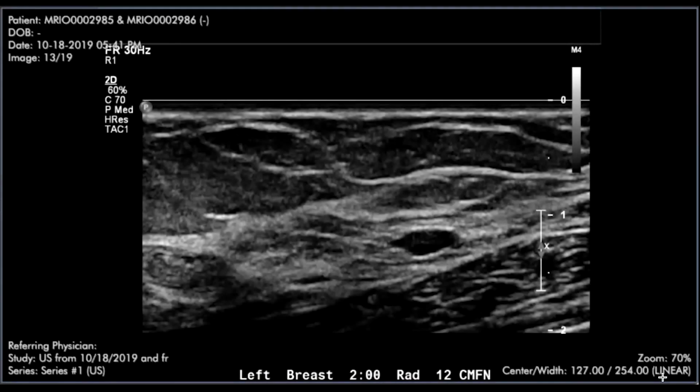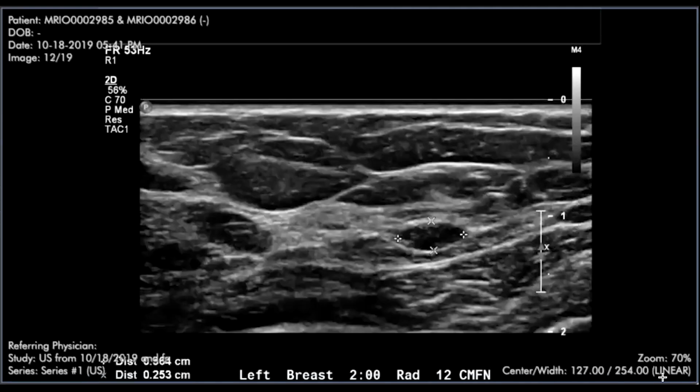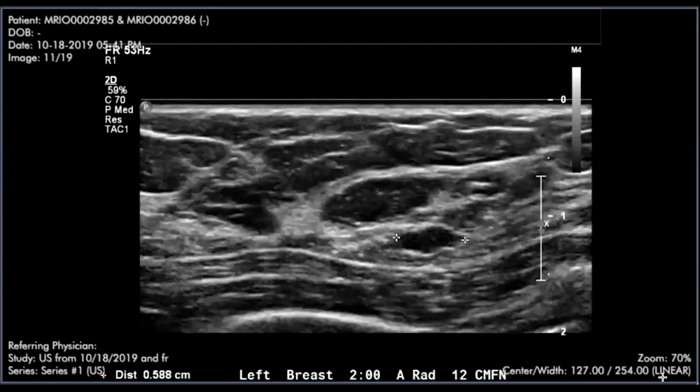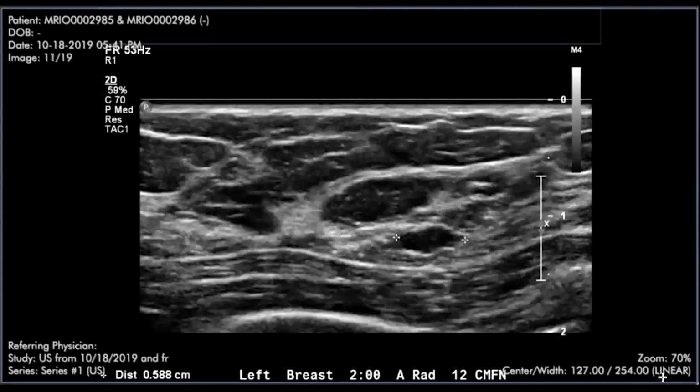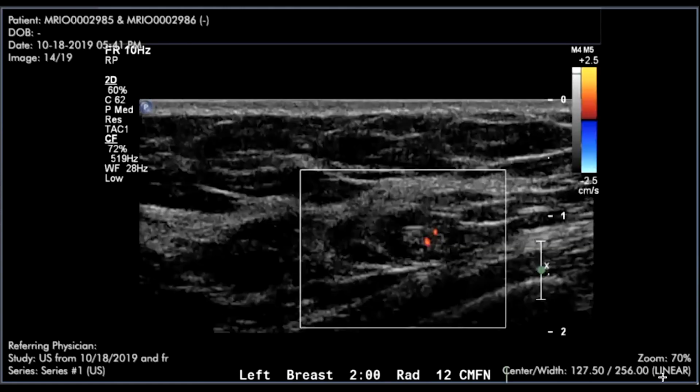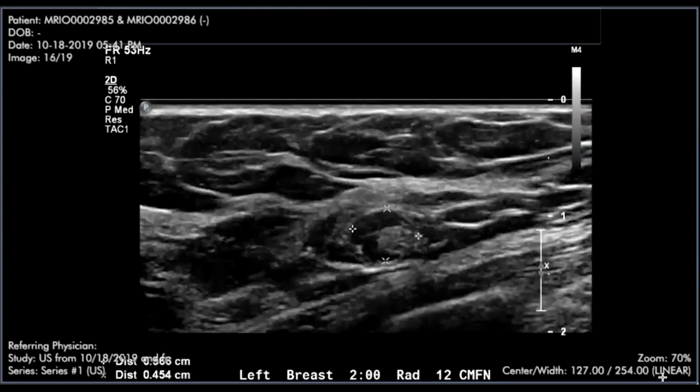Here's another example of a complicated cyst. This was a callback from a screening mammogram, and there was a focal asymmetry on mammogram. And then in the upper outer left breast at 2 o'clock, 12 centimeters from the nipple, we see this complicated cyst, and it was given a BI-RADS 3 with recommendation for a 6-month follow-up. We also saw at the same location a morphologically normal intramammary lymph node. So you can see that here.